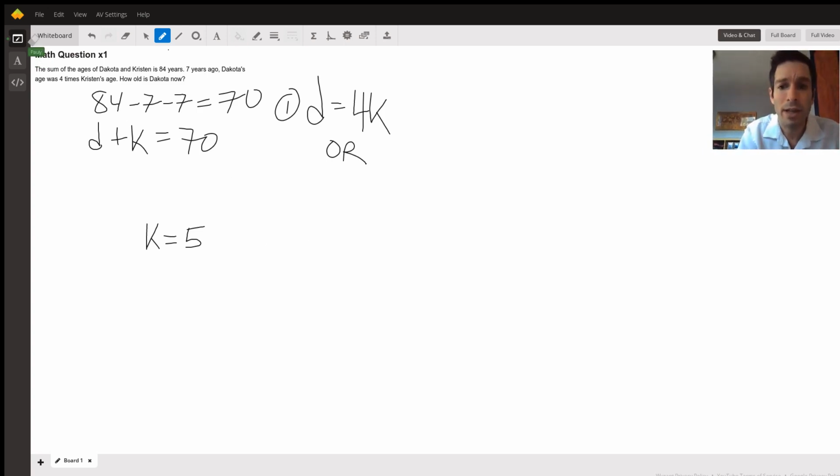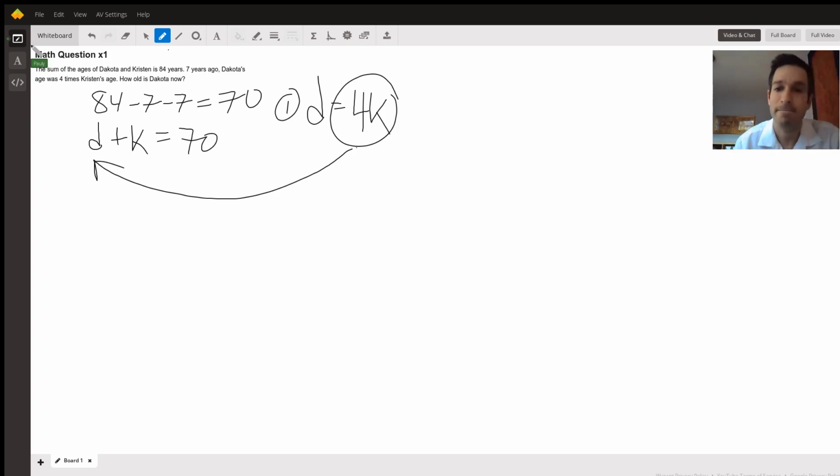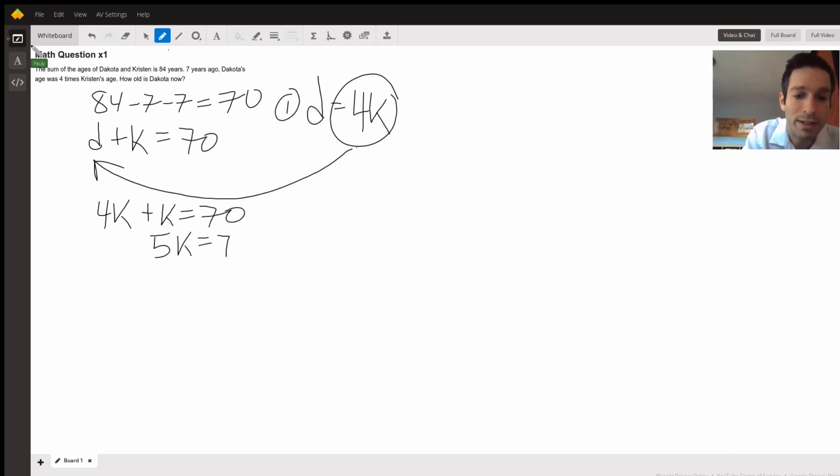All right, so now we know D equals 4K, and now we have our two equations, two unknowns. We're going to take this equation and put it in here. So 4K plus K equals 70. Now we have 5K equals 70. This is just inverse operations. The 5 is connected to the K by multiplication. So the inverse operation of multiplication is what? Division. All right, so we'll divide by 5. 70 divided by 10 is 7, so 70 divided by 5 is going to be 14. So K equals 14.